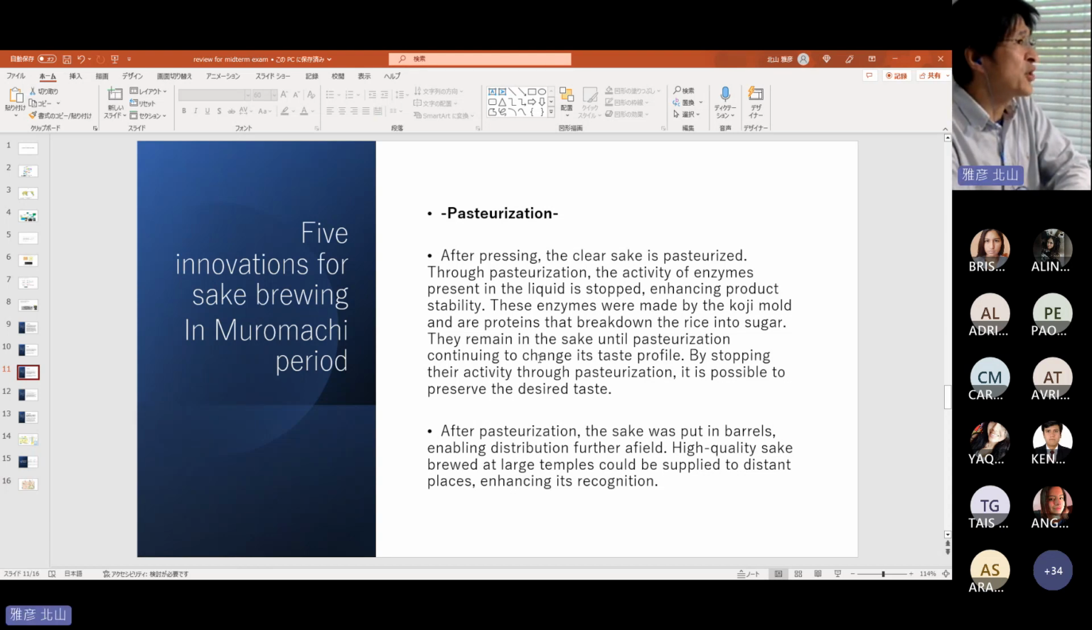So pasteurization allows us to keep sake for longer or to transport sake over a long distance.